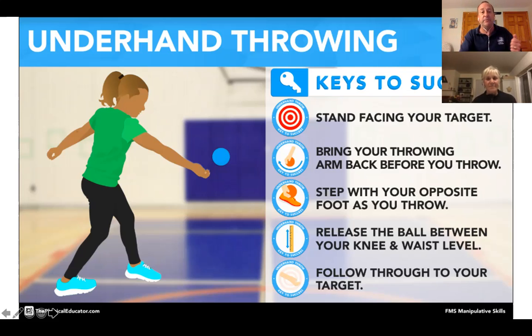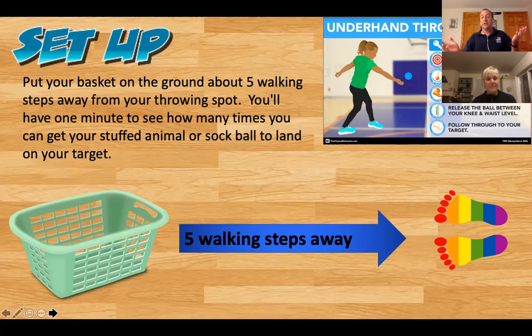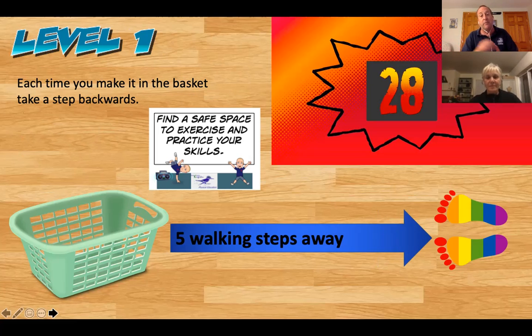So the first activity we did with our laundry basket, this is how we're going to get set up. Let's put our laundry basket 5 steps away on the ground. Take your stuffed animal, and that's where we're going to start. So we're going to do straight on, and we'll work on that underhand toss. And we'll time you for a minute. Now remember, find a safe space. I don't want anything broken. Okay. And I have a timer up here in the corner. We'll practice that for a minute.